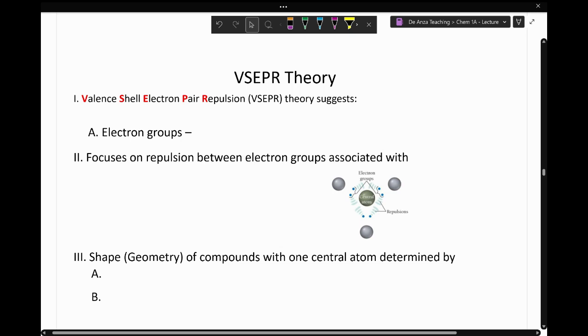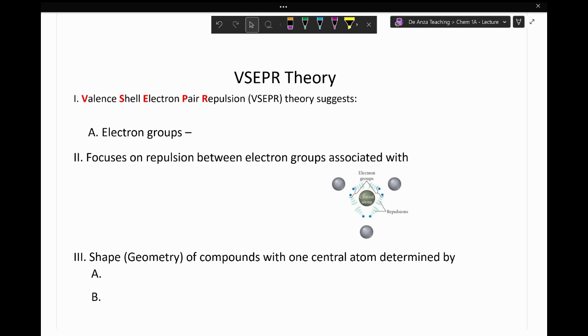All right, so in this video, we're going to talk about something called the VSEPR theory, or the valence shell electron pair repulsion theory. And this is what we're going to discuss a little bit more in depth, or more specifically, kind of see in action in lab on Monday in the molecular models lab.